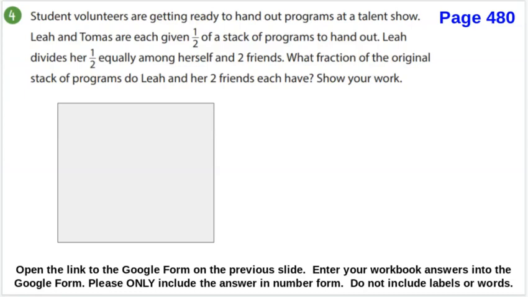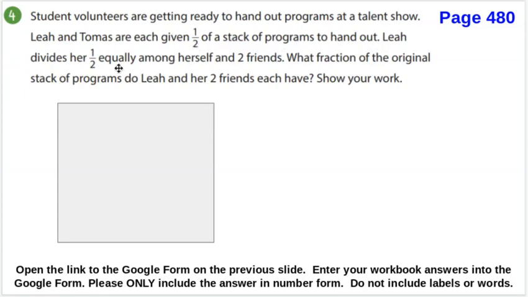Show your work. So in this problem, we know that there's a talent show and there are student volunteers. The student volunteers are handing out programs. Leah and Thomas each received some amount of programs. Leah decided that she wanted to have some of her friends help her hand out her stack of programs. So now, let's talk about mathematically what we know in this problem. We know that the stack of programs was split equally between Leah and Thomas, so they each received 1/2 of the stack to hand out.